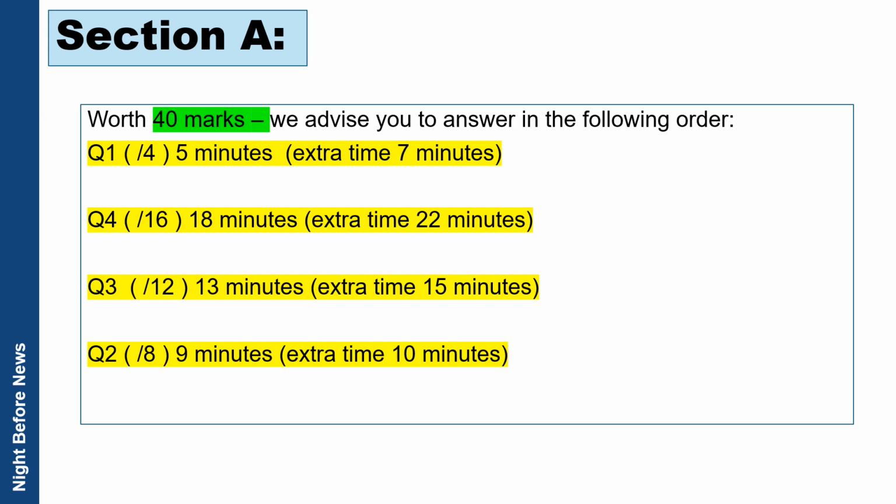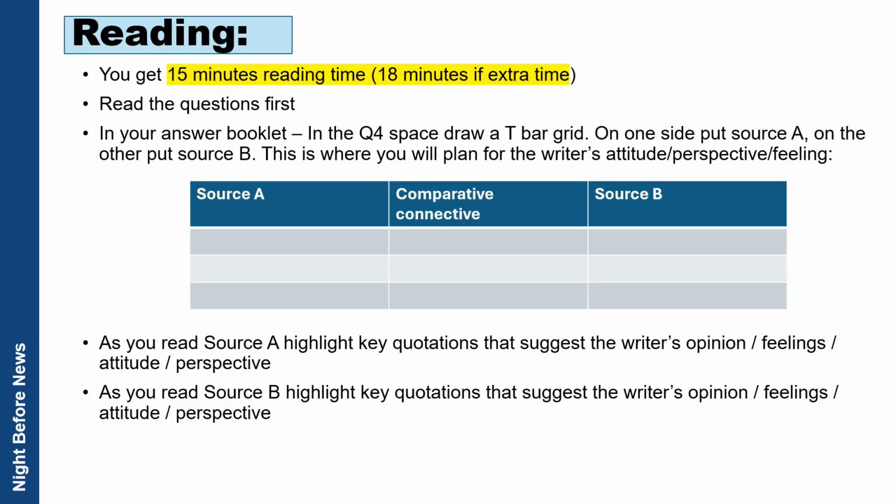So section A is worth 40 marks. Have a close look on this slide at your timings and the amount of question marks that each question carries. You should allow yourself 15 minutes reading time, or 18 if you get extra time. Read the questions first, particularly question 4.